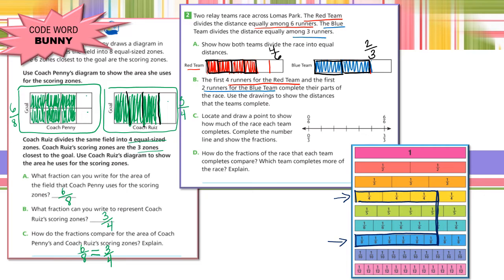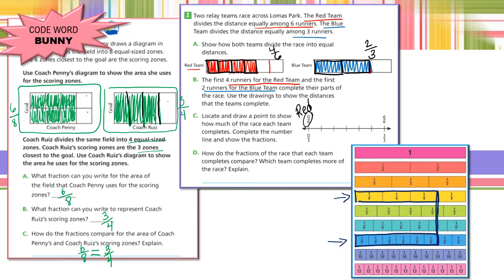And now we're going to put it on a number line. So locate and draw a point to show how much of the race each team completes. Complete the number line and show the fractions. Okay, so the top part of the number line is showing sixths. What team does that refer to? The red team.